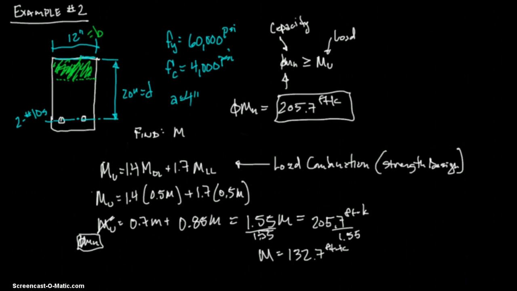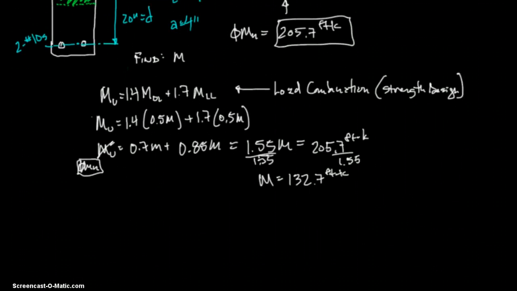Going back, I think it's more intuitive going the opposite way. Once you get this, does it make sense? So you say, okay, what you're saying is that I have my MDL equals 132.7 foot-kips. My MLL equals 132.7 foot-kips.